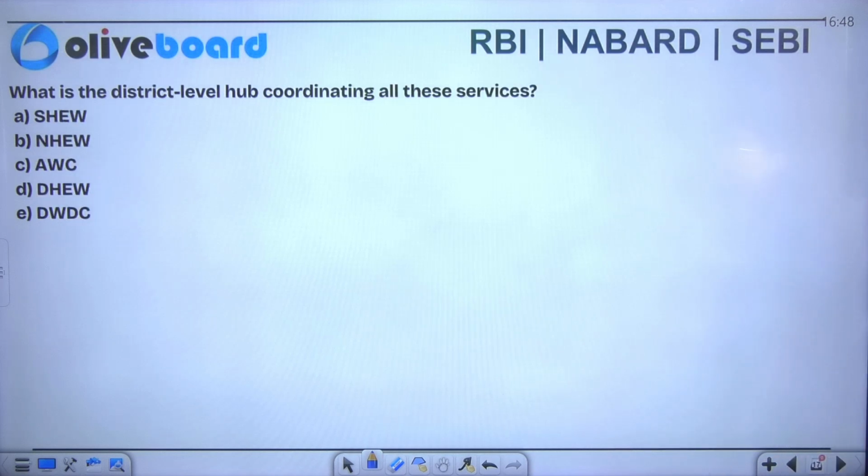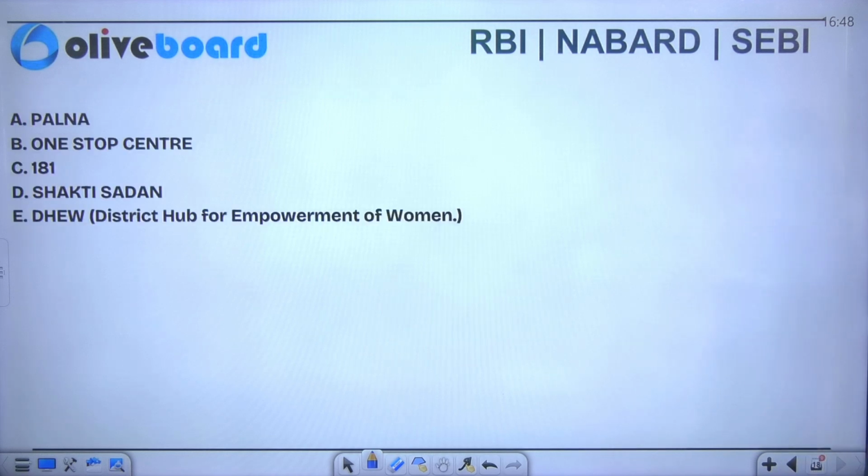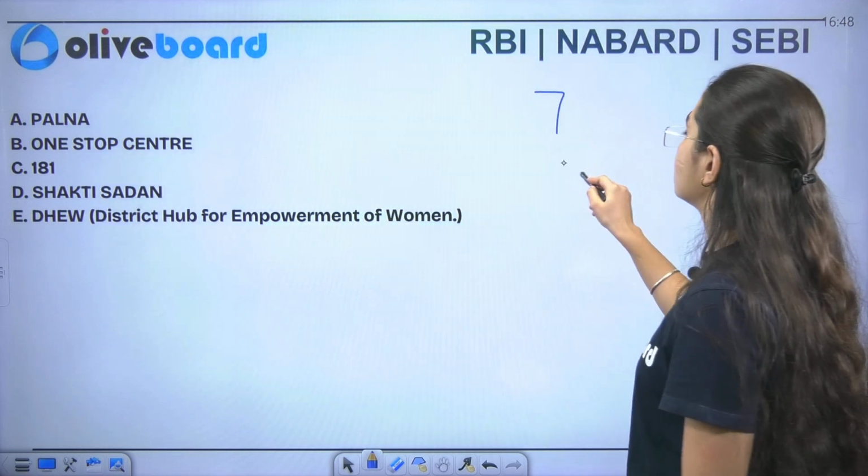Last question, what is the district level hub coordinating all these services? So what is the correct answer? Is it A, B, C, D or E? So this is D, which is your district hub for empowerment of women. So D is the correct answer here. All right, so these are the answers to your specific questions. I've stated the answers here also.